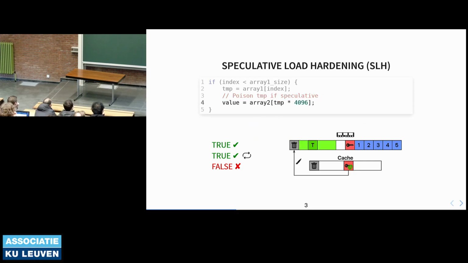Specifically, when we now access array 2, this value has been poisoned, so we're actually just loading some other mundane cache line that's entirely deterministic and does not depend on the secret. This means we can also no longer use a cache covert channel to exfiltrate the secret. This is the speculative load hardening defense, and this is kind of where we started.